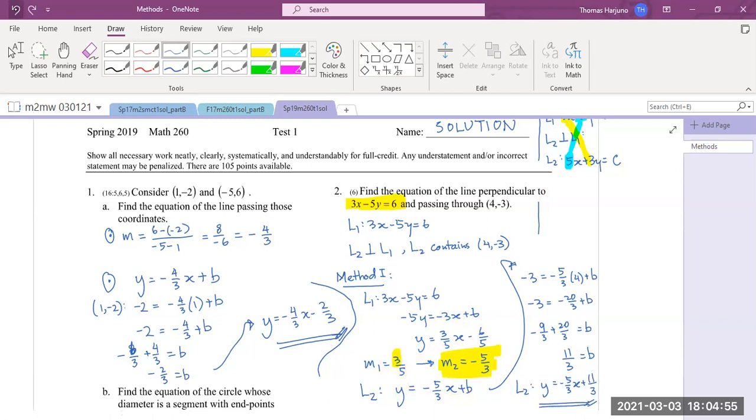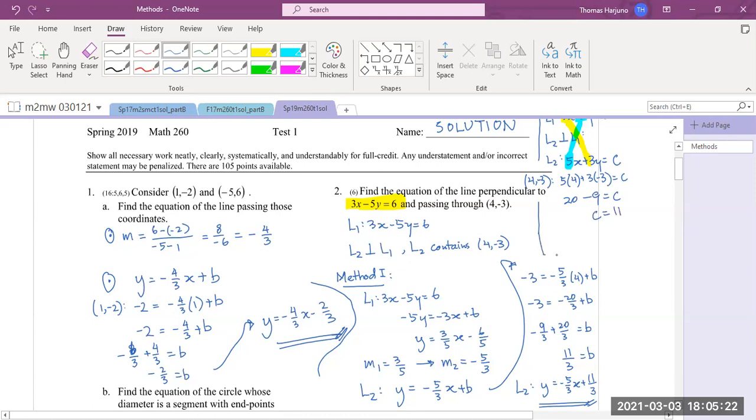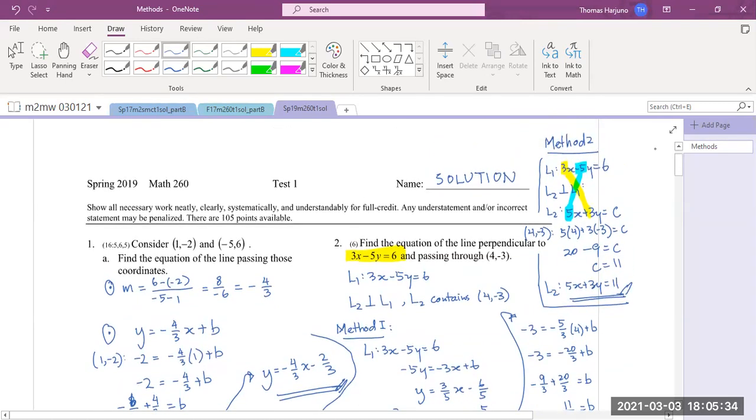Now, what next? How to find that c? Well, plug in the coordinates. So I will plug in (4, -3). So 5 times 4 plus 3 times -3 equals c. 20 minus 9 equals c. c equals 11. So my line 2 is given by 5x plus 3y equals 11. Okay, that's how we do question number 2 using the precalculus method.